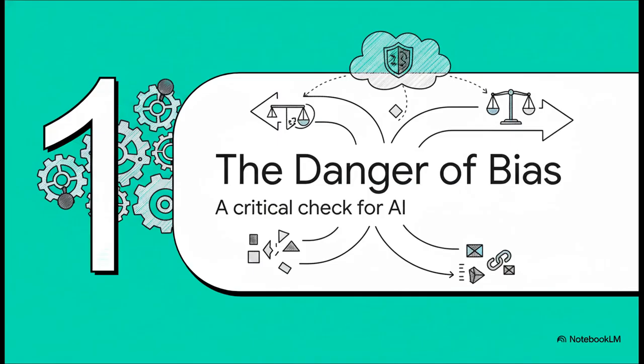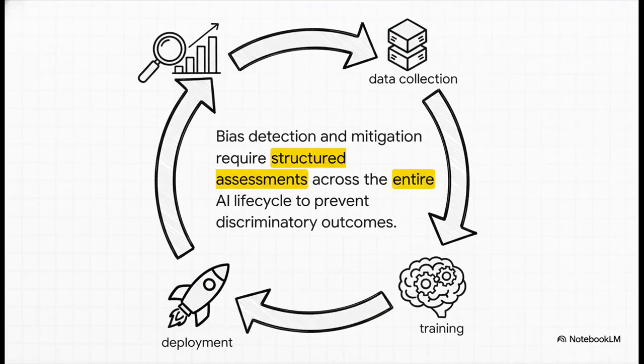Checking for bias isn't just some technical task or another box to check for compliance. Honestly, it's a non-negotiable part of building AI responsibly and ethically. And here's the most important thing to get. Fairness isn't something you can just tack on at the end. It has to be a process. It needs systematic, structured checks at every single stage of an AI's life, from the moment you gather the data all the way to long-term monitoring after it's out in the world.